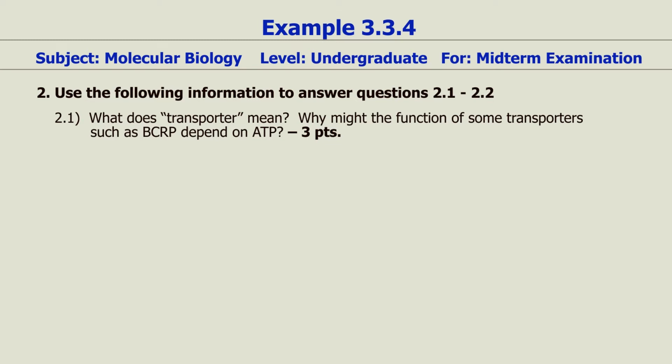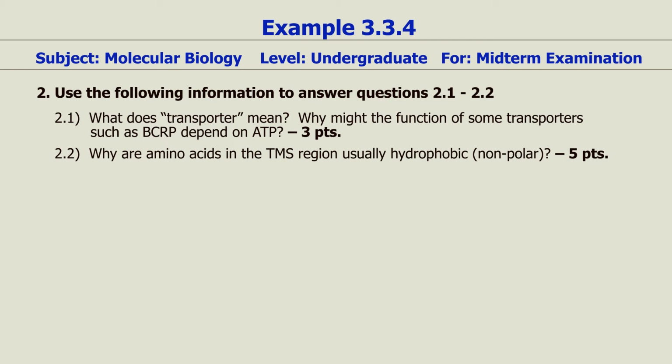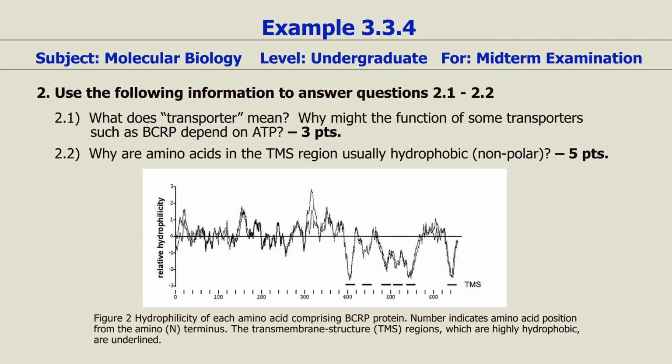If the students understand the concept of active transporters, which they have learned in the class, they should be able to do this. The next question, we ask the students to explain why amino acids found in the transmembrane domain of BCRP are usually hydrophobic, as shown in the results of the hydrophilicity plot provided below. To answer this question, the students first have to be able to comprehend the research article, which requires application of their knowledge, and second, they have to be able to integrate the knowledge about the plasma membrane property and the different classes of amino acids.